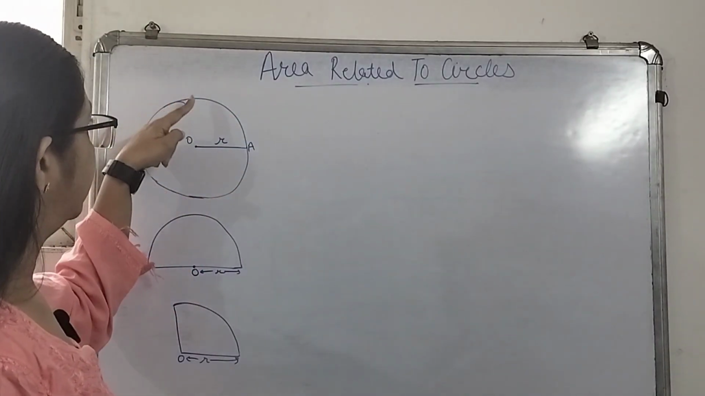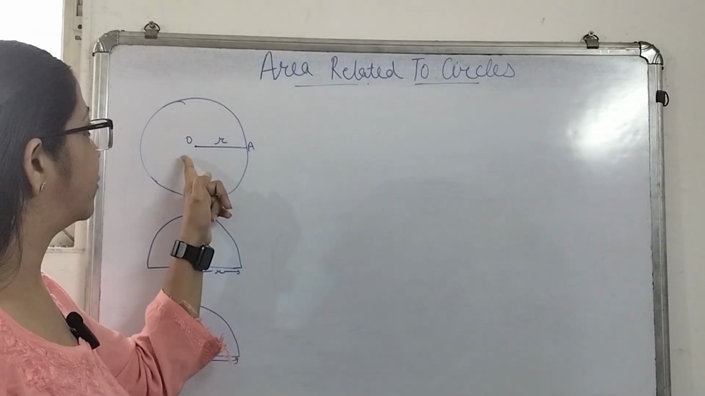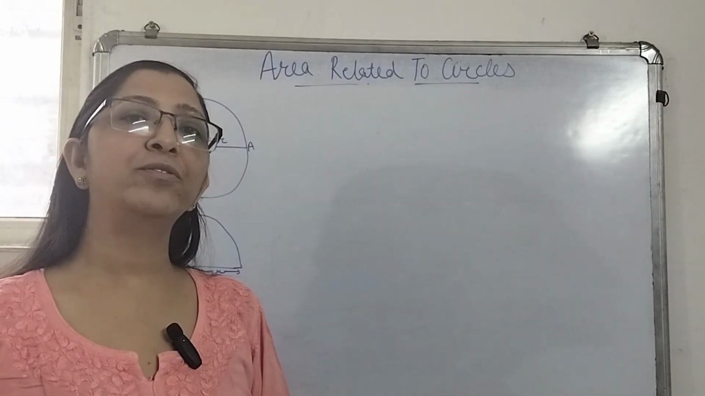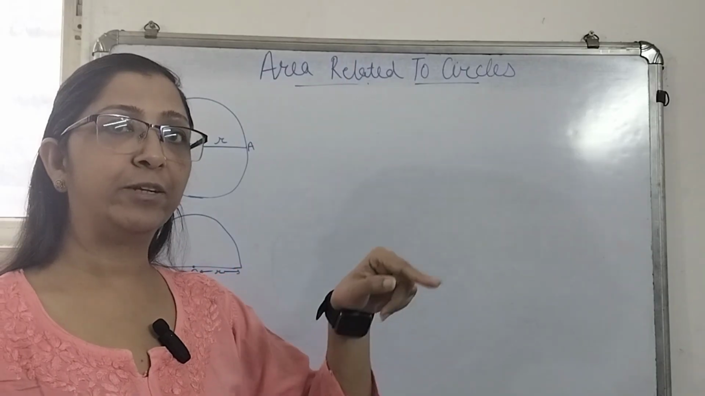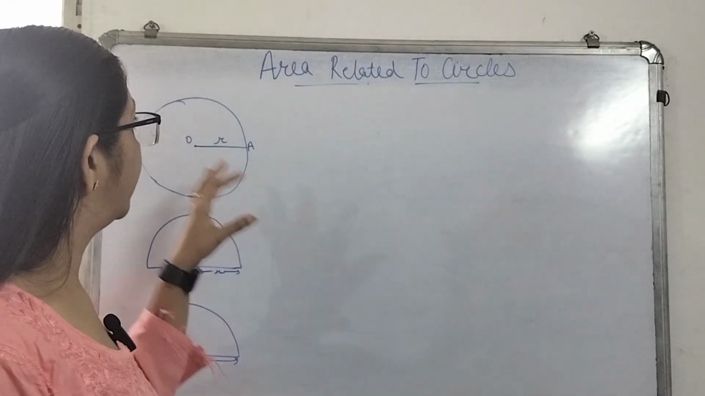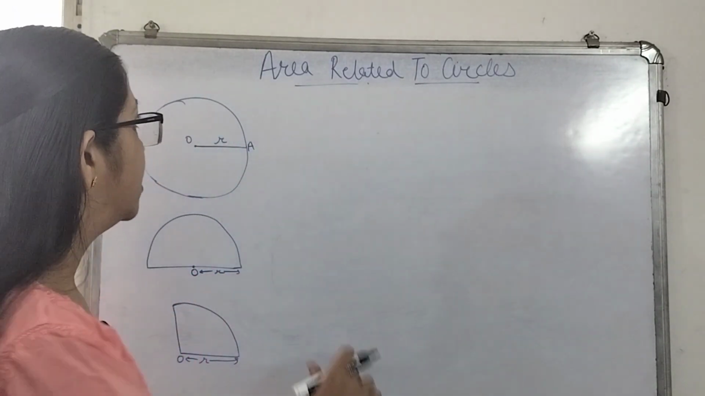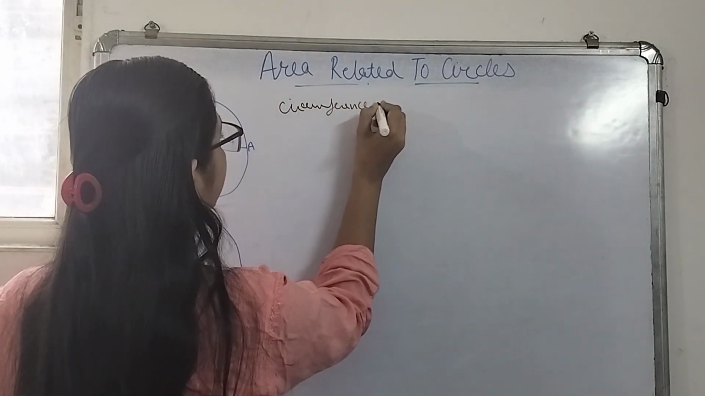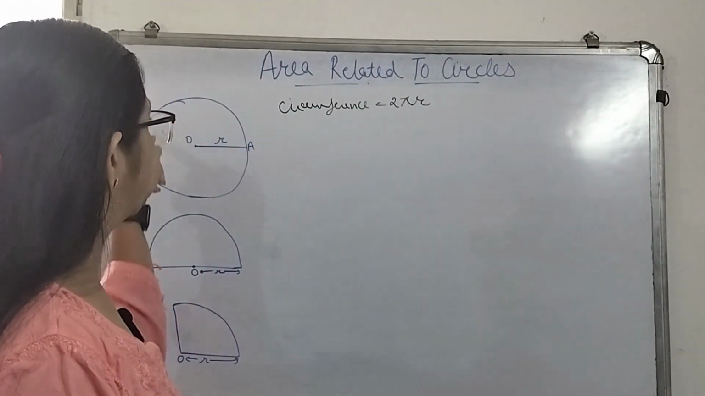Suppose we have taken a circle with center O and radius R. Here OA is the radius of the circle, denoted by small r. Now we know that the perimeter of any closed figure is the distance we cover if we start from a point and go throughout the boundary. Whenever we talk about a circle, instead of perimeter we use the term circumference. The circumference of the circle, as we have learned in previous classes, is 2 pi r.